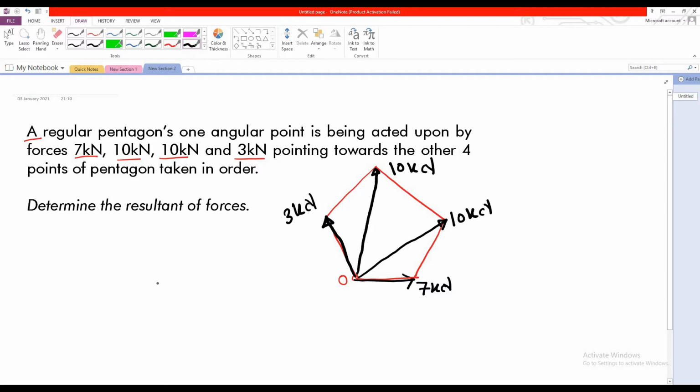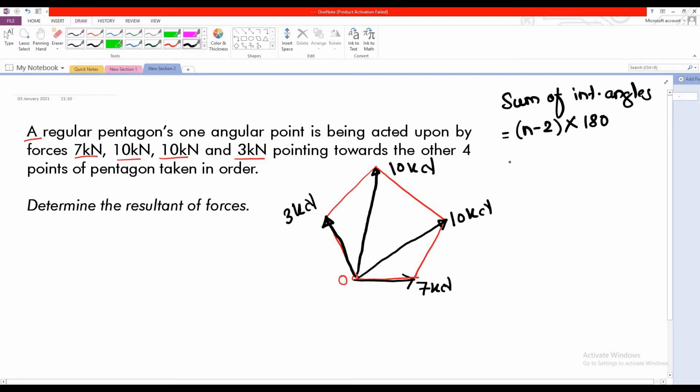See, by the rules of geometry, in a regular polygon, the sum of internal angles is given by (n minus 2) into 180. Okay, what is this? Sum of internal angles for any polygon. When we say any polygon, it can be a triangle, then n will be 3, a square, then n is going to be 4, and when we are saying a pentagon, here the value of n is 5.